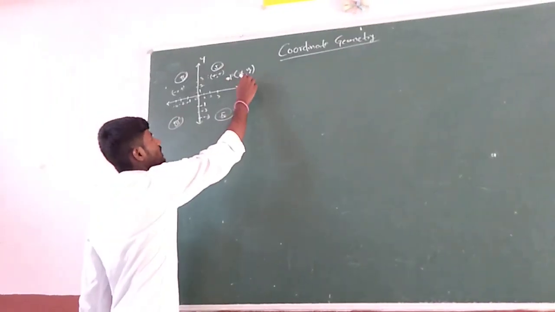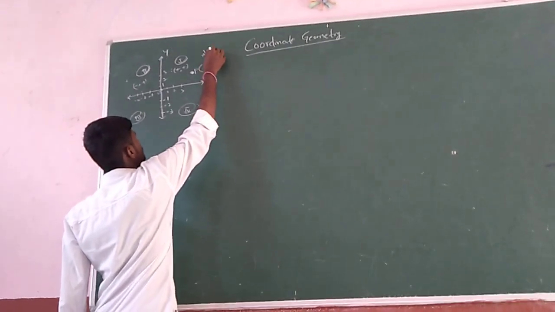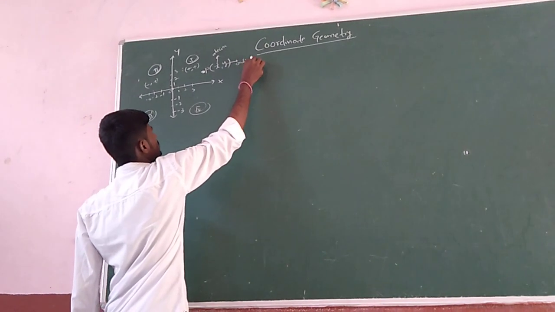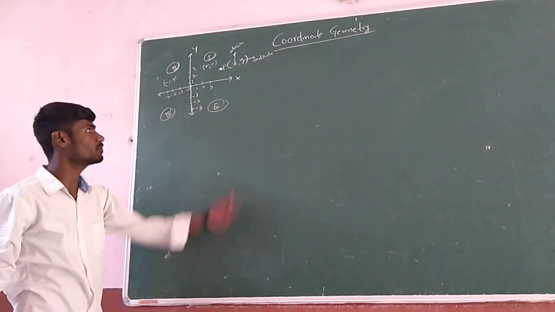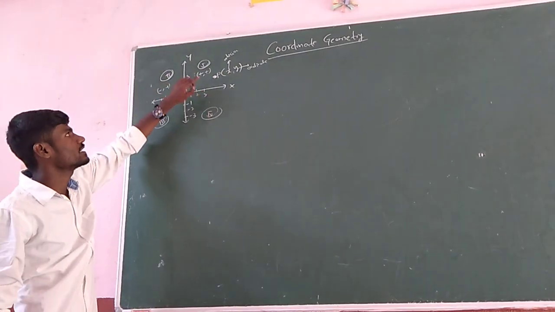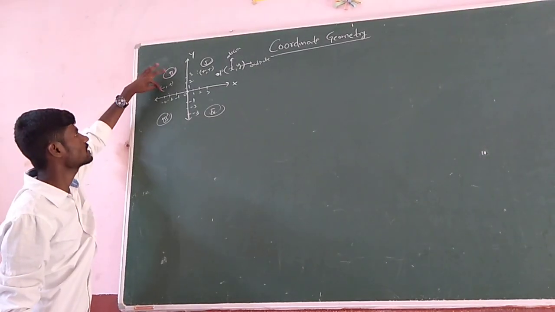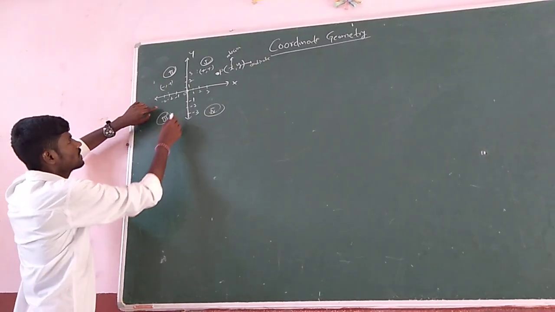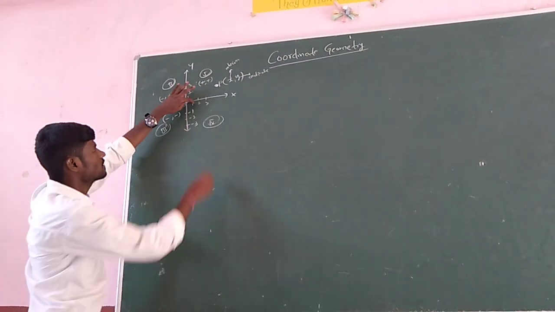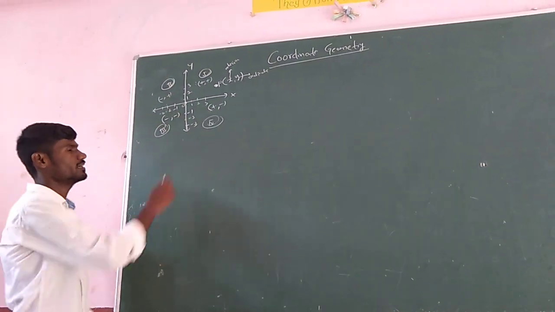The x coordinate is also said to be the abscissa, and the y coordinate is also said to be the ordinate. So this is how we can denote the point. That point may exist in any of these four quadrants. If it is in the first quadrant, both are positive. If it is in the second quadrant, x is negative, y is positive. If it is in the third quadrant, x and y are both negative. And if it is in the fourth quadrant, x is positive, y is negative. So this is about the main basics of coordinate geometry.